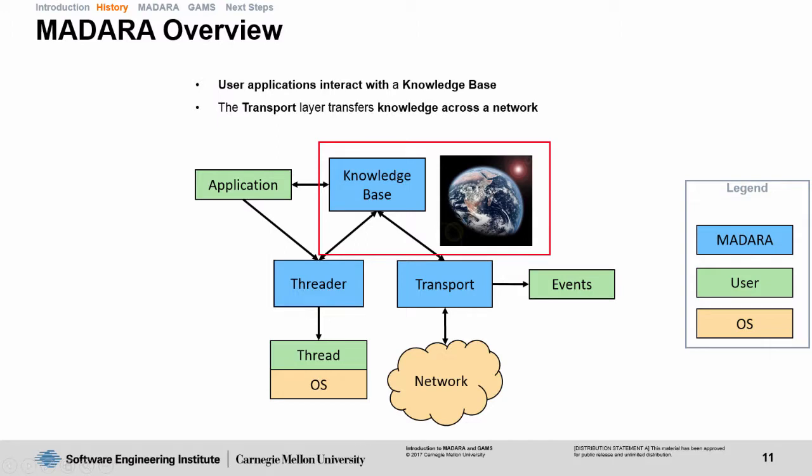After it's in the knowledge base, the transport layer transfers that knowledge across the network so other people understand what your world model has been updated to or how they're supposed to interact with you in the setting of the real world.